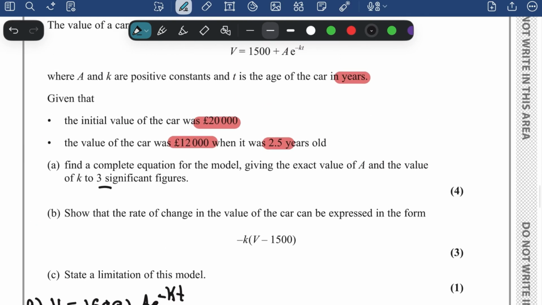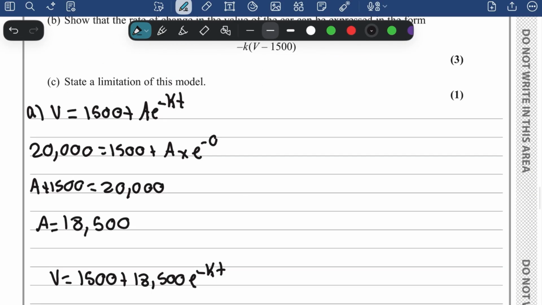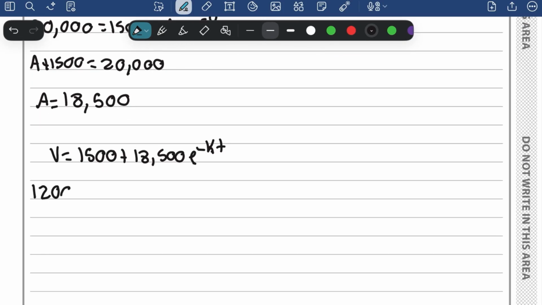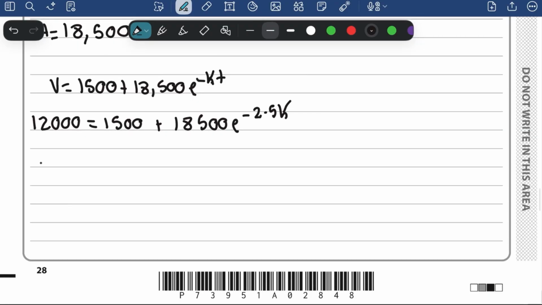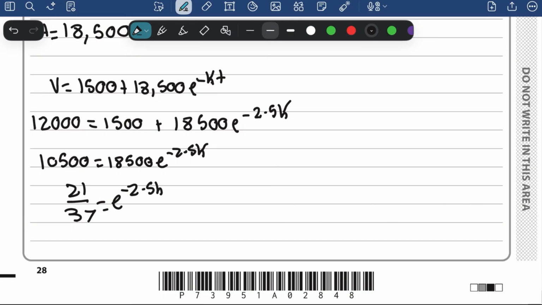And we want to find the value of K. So when T is 2.5, V is 12,000. So let's just put that in. 12,000 equals 15,000 plus 18,500 e to the minus 2.5K. Well, we minus 15,000 from both sides, we get 10,500 equals 18,500 e to the minus 2.5K. Then we divide both sides by 18,500 to get e on its own. We get 21 over 37 equals e to the minus 2.5K.